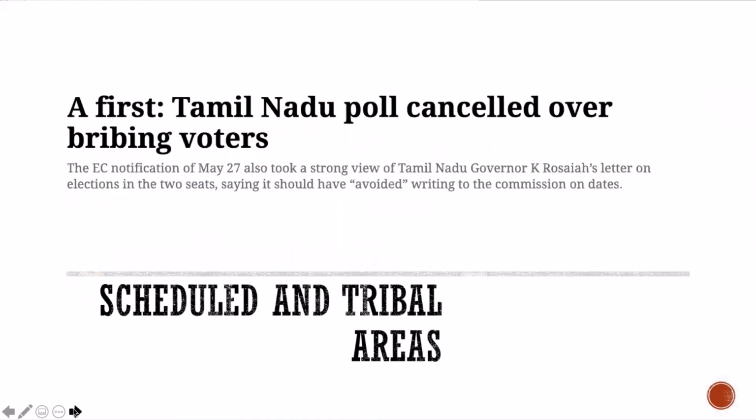For instance, Tamil Nadu poll was cancelled over bribing voters, and this happened in 2016. I remember this. In recent years, we see a lot of very clever ways in which the political parties get to the voting population, basically with liquor and money and all of that. The two constituencies we're talking about here were Tanjavur and Aravakurchi, and Senthil Balaji.